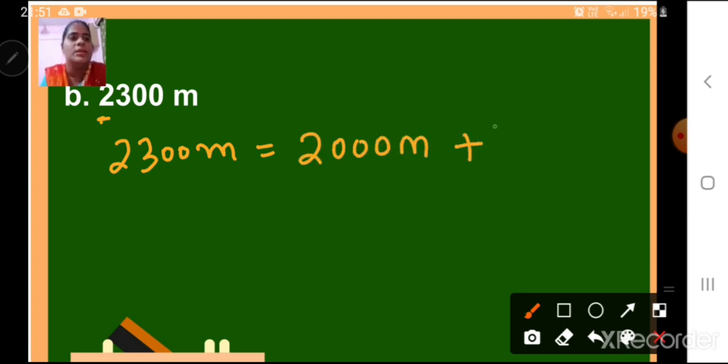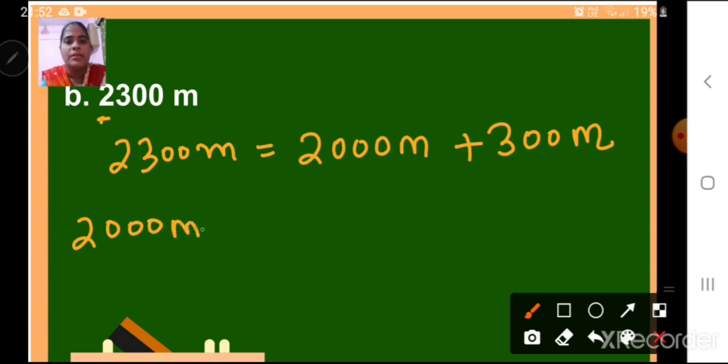So here 2300 meter will become 2000 meter plus 300 meter. We are going to expand the thousands place. 2 in the thousands place is 2000. Correct? So 2000 meter plus 300 meter. Now after that, we will take the number which is in 1000. Which number is in 1000 here? 2000. Correct?